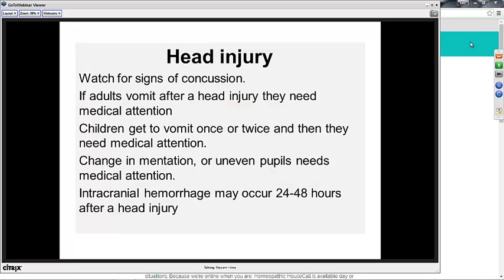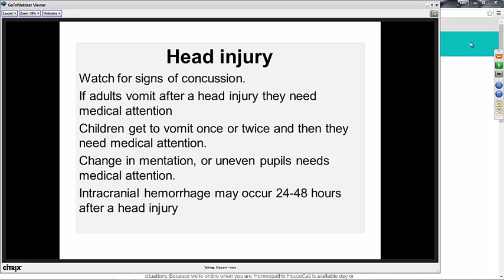Oh, head injury, one of my personal favorites. So you need to watch for signs of concussion. And vomiting is one of those things. First of all, loss of consciousness. If the person has lost consciousness, no matter who they are, they get sent away. But if they don't lose consciousness, in an adult, if an adult vomits at all, they go and get checked out.